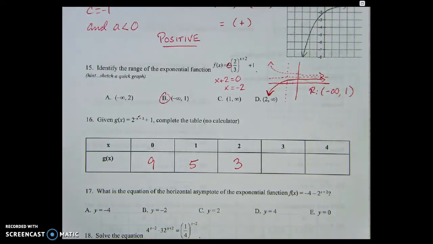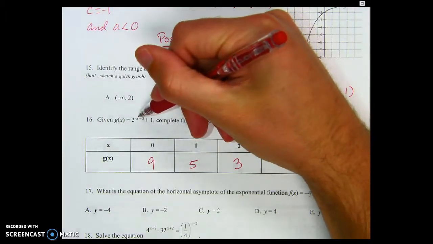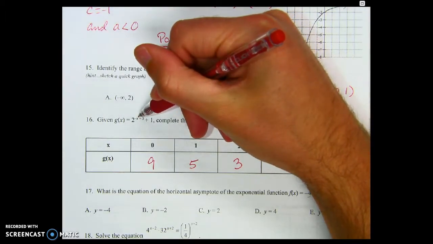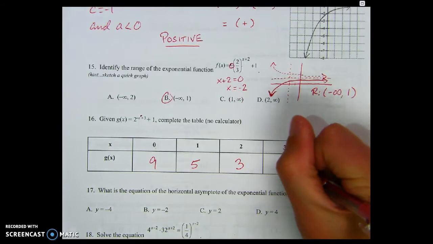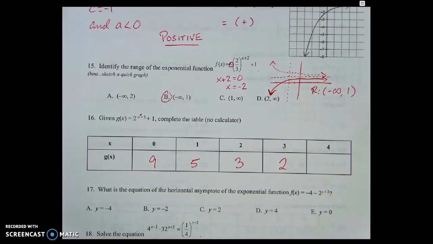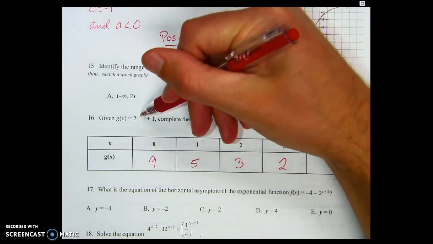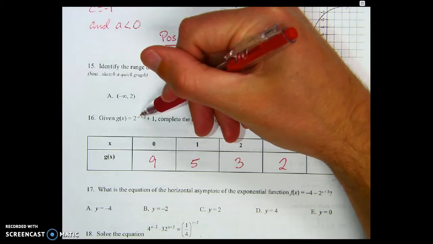Okay, next we have to plug in 3. If we plug in 3, we get negative 3 here, plus 3, which is 0. 2 to the 0 is 1, because anything to the 0 is 1, and 1 plus 1 is 2. All right, and when we plug in 4, we actually get negative 4 here plus 3, which is negative 1.